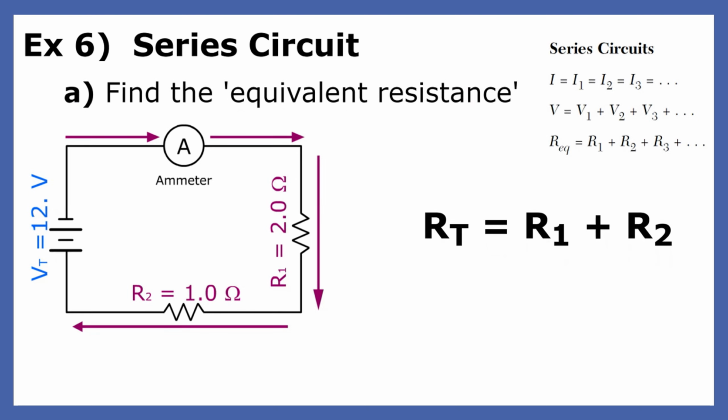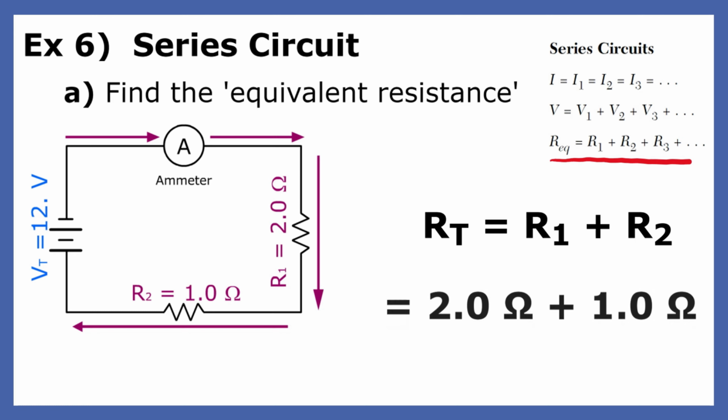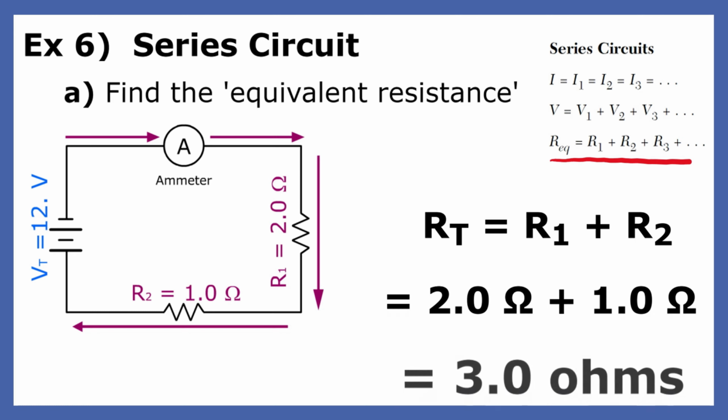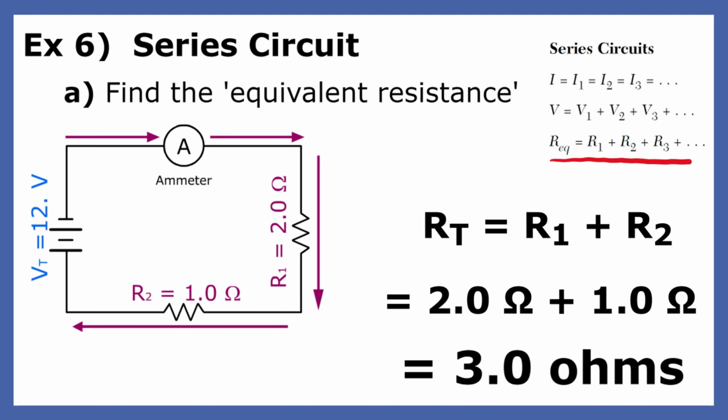To find the total resistance, we simply use an equation that's on your reference table. It says that the total resistance is the sum of the individual resistors. So we have 1 ohm and 2 ohms, so the total resistance is 3 ohms.